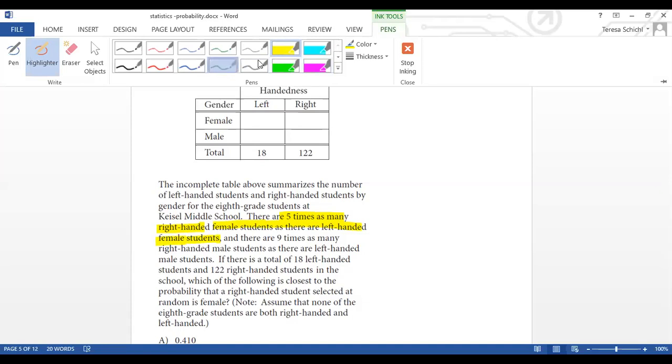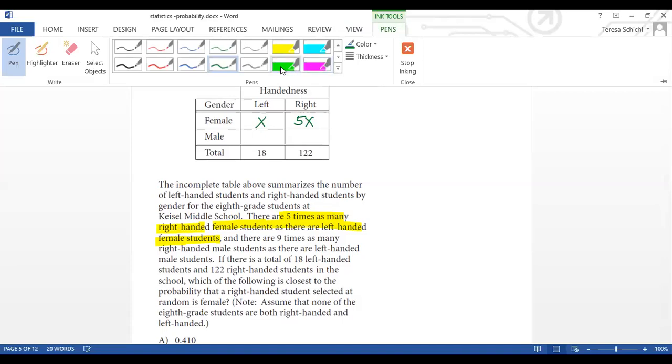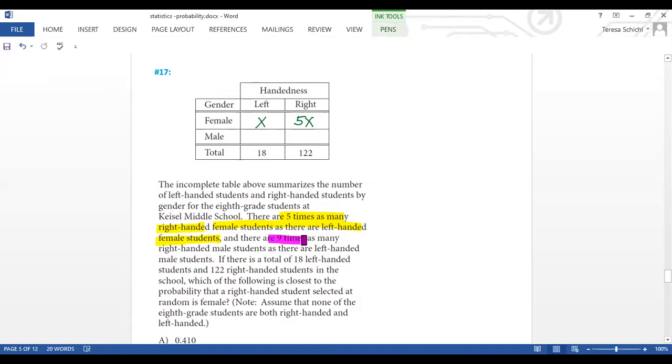5 times as many right-handed female students. So if the left-handed count is X, how many right-handed do I have? I have 5X. Now let's take a look at the second one. There are 9 times as many right-handed males as left-handed males. I don't know how many males, so I say it's Y. So male is 9 times, so it's 9Y here.